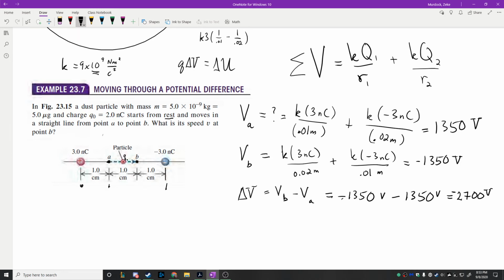Okay. Do you guys want to go through the rest of it? The next step is to use work done by non-conservative forces is equal to change in kinetic energy plus change in potential energy. Acknowledge that there's no non-conservative forces acting here. And knowing that the initial kinetic energy is 0, can you guys find out what the velocity at point B is?